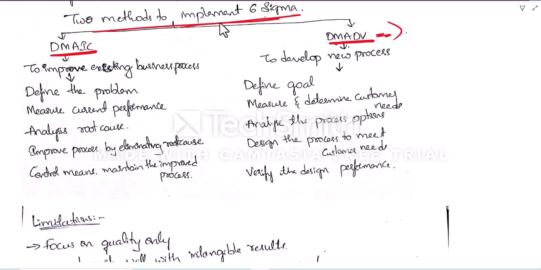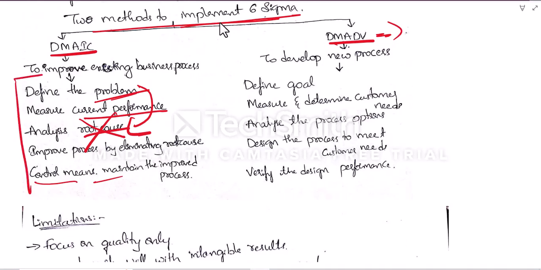So when coming to DMAIC, as a business already exists and we have some defects here, we are following 6 sigma. First we should define the problem: what is the major problem we are facing in the current situation, and we should measure the current performance. Next, we have to find the root cause for the problem, and improve the process to eliminate this root cause. Next, we should control, meaning we should maintain the improved process. All this is DMAIC.